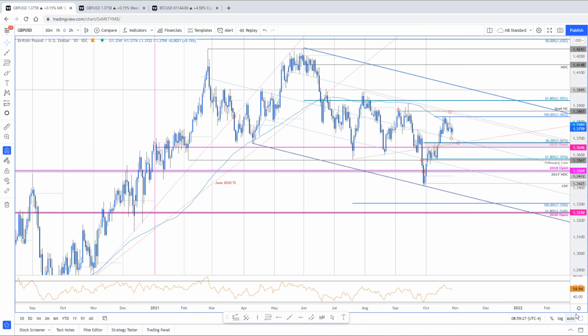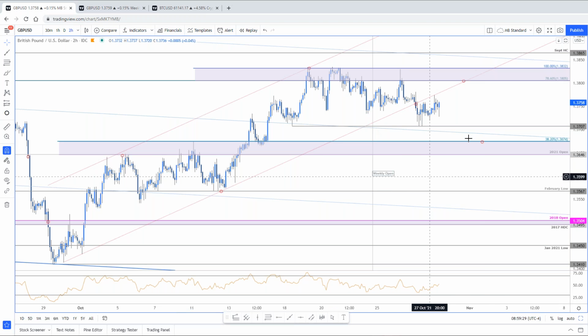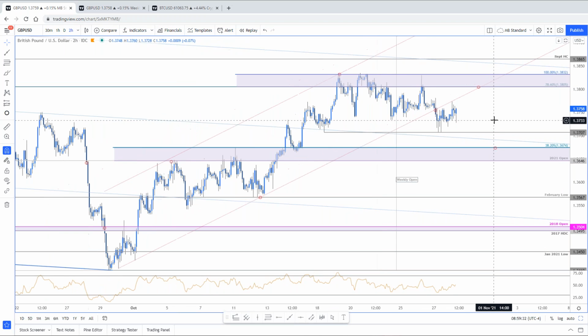But as it stands right now, the intraday, it's just such a tight range, guys. I don't have anything to say on this. Questions on sterling? BOE is on tap next week. All right, that is number 8.